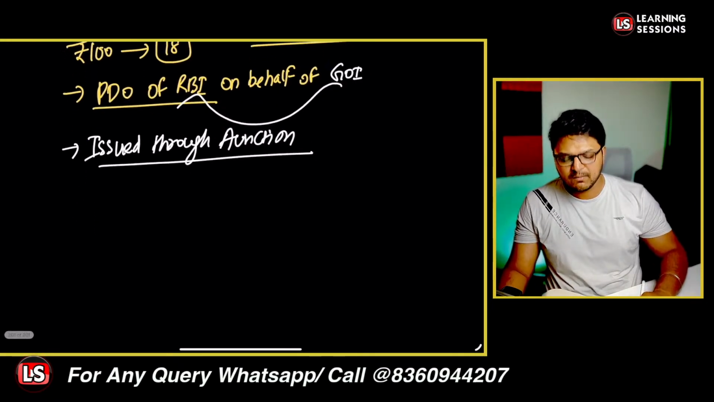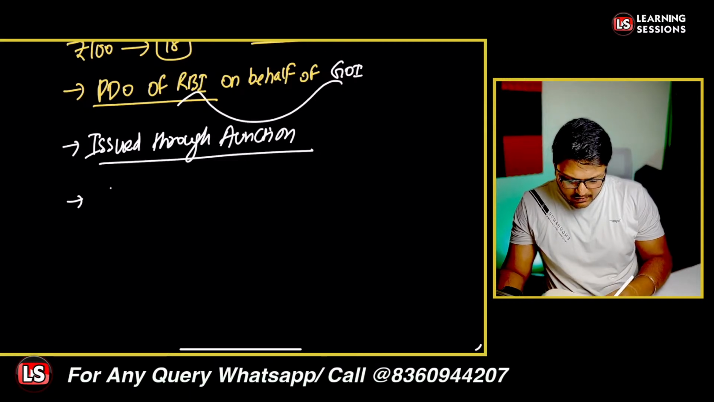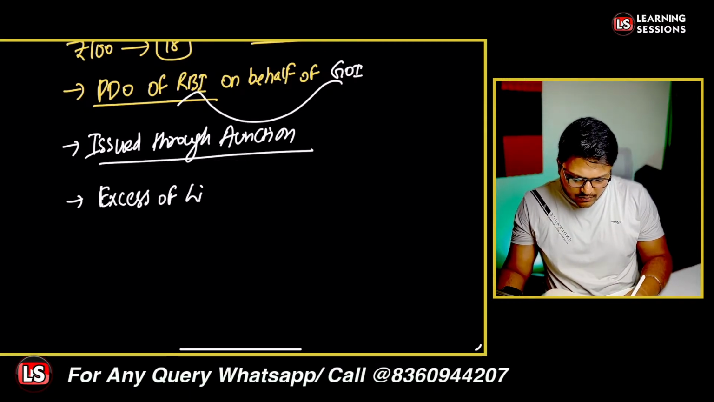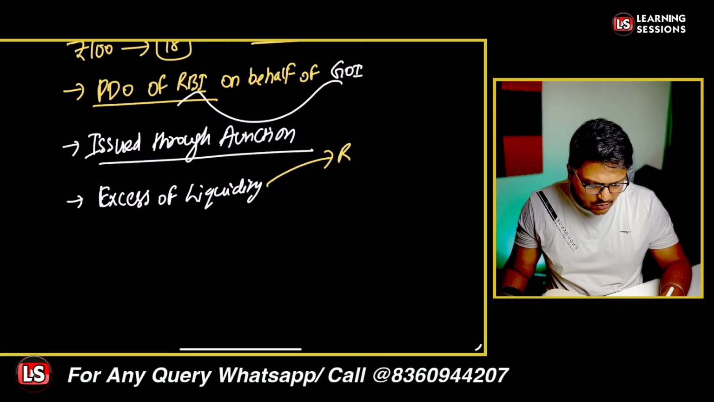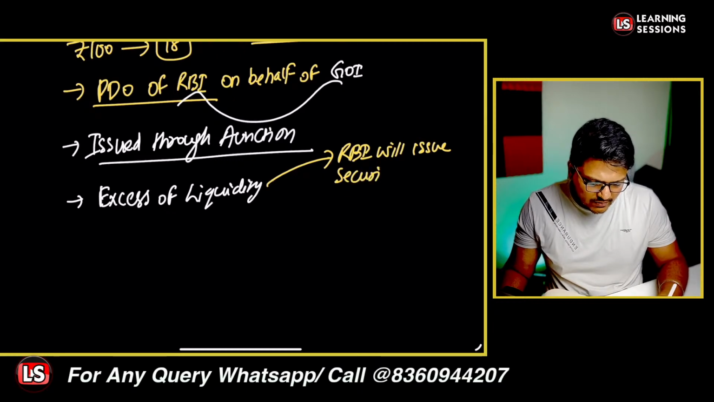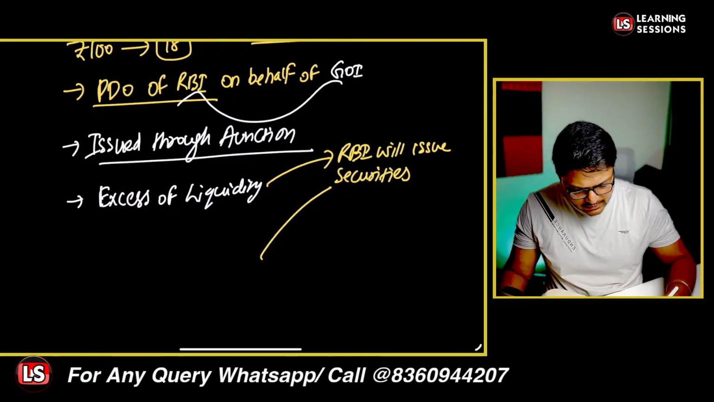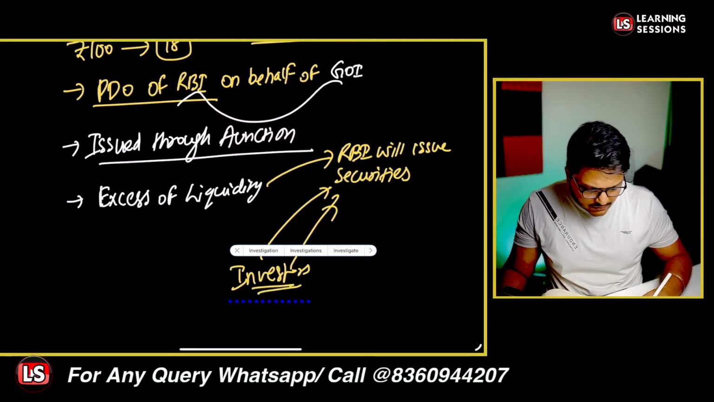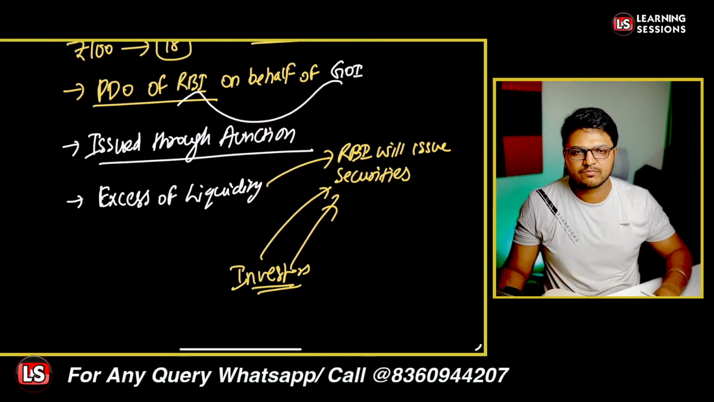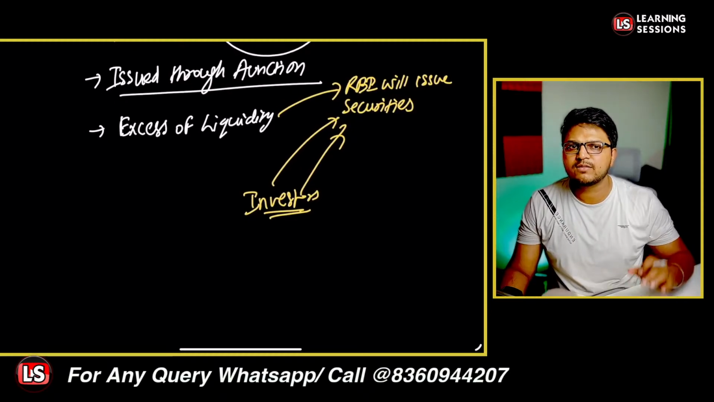So how it is particularly being used: let's say there is excess liquidity. Now in that scenario, if there is excess liquidity, RBI will be doing what? RBI will issue securities. Because when the RBI issues the securities, there will be investors who will be investing into this, and further the money will be sucked out of the system. The money will be absorbed from the system.